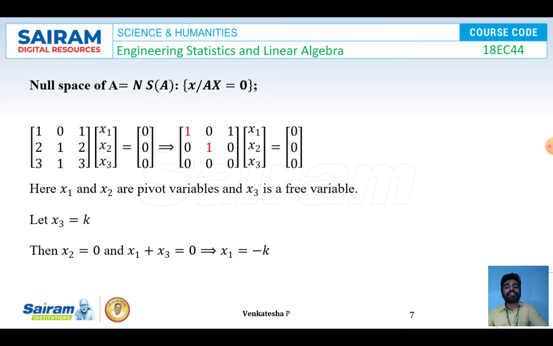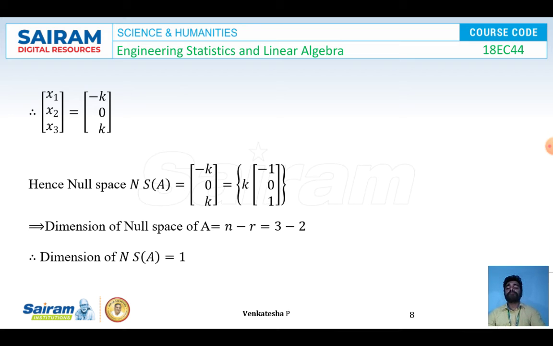After simplifying this, I got the value of x2 is equal to 0. Then I got x1 is equal to minus k by replacing x2 and x3 in the first equation, that is x1 plus x3 is equal to 0. So x1 is equal to minus k. Hence the x matrix, x1, x2, x3, is equal to minus k, 0, k. Hence the null space of the matrix A is given by minus k, 0, k, and taking k as a common factor, I got minus 1, 0, 1.